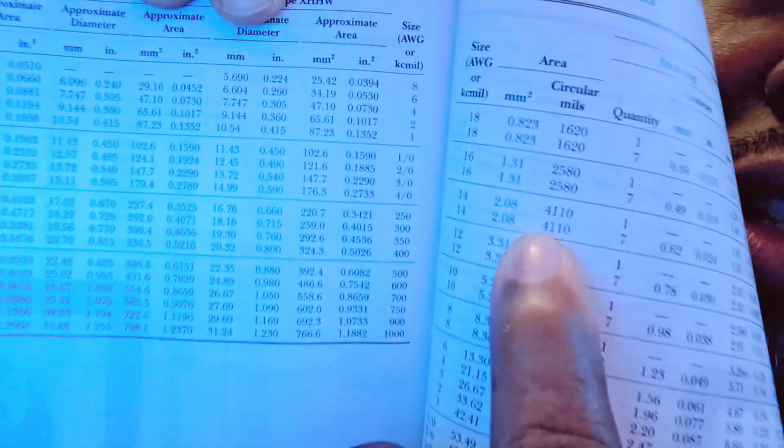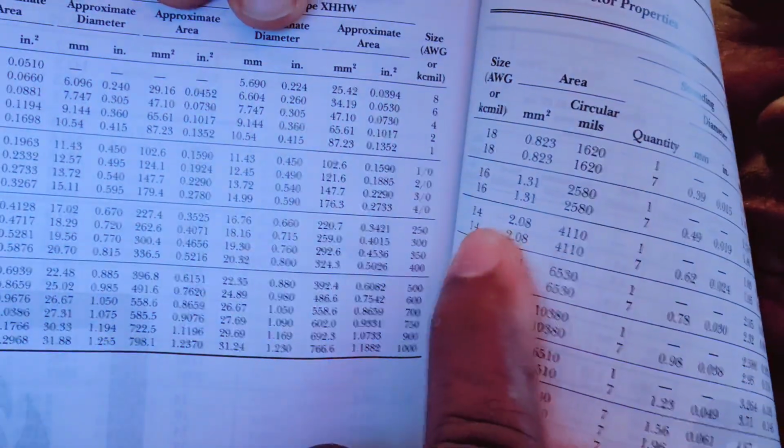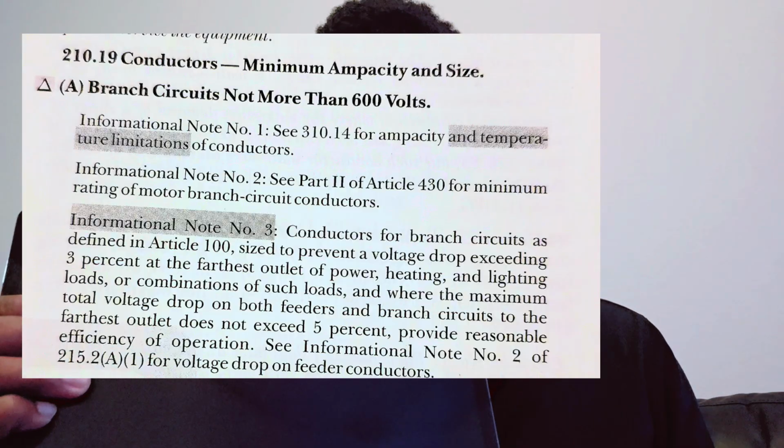So the circular mill for copper is 4,110 circular mill. So we're using a number 14 gauge, and that's the circular mill for it. So now the distance, remember, we're just gonna use a random distance, and 15 amp is gonna be for the circuit. Okay, so now we're all ready. We're gonna go in here and make a quick calculation.